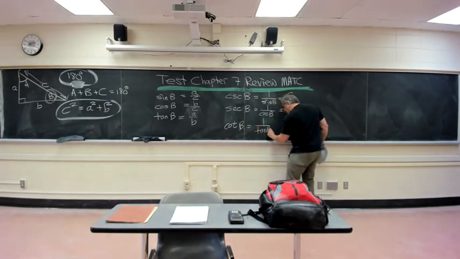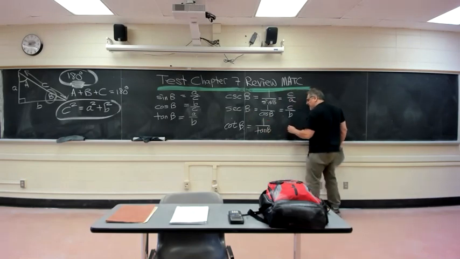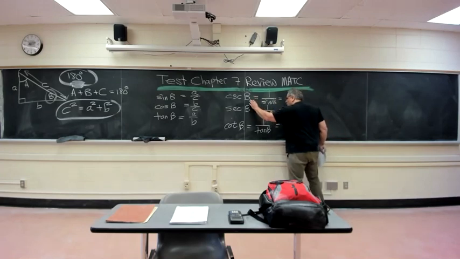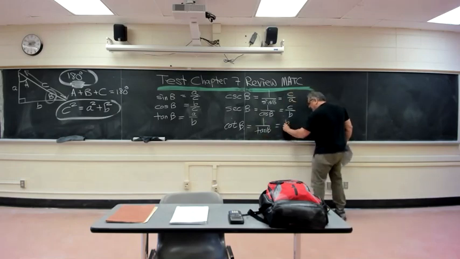So the reciprocal of the sine is called the cosecant. The reciprocal of the cosine is called the secant. Let me go over here so I have a little more room for you guys. The reciprocal of the sine is the cosecant. The reciprocal of the cosine is the secant. And the reciprocal of the tangent is the cotangent. And that would be B over A.